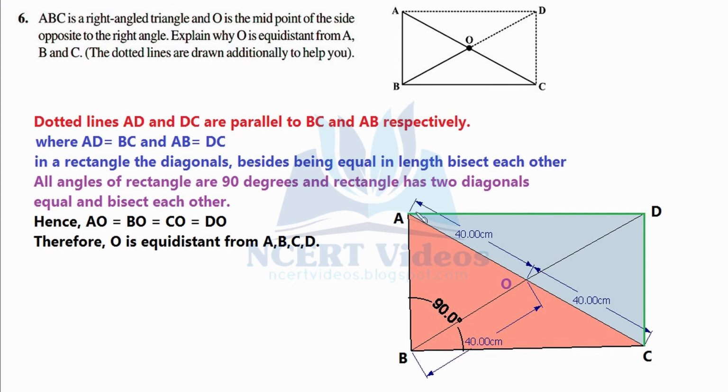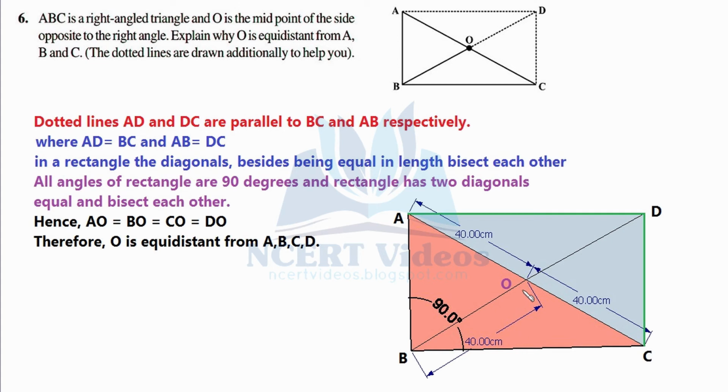The same has been represented over here for a better understanding. So we are given a triangle ABC having 90 degrees at vertex B. Now, O is the midpoint of the side opposite to the right angle. So the side opposite to this right angle is this one, the hypotenuse in this case, and O is the center point of this line segment AC. Now we have to explain why O is equidistant from A, B and C.